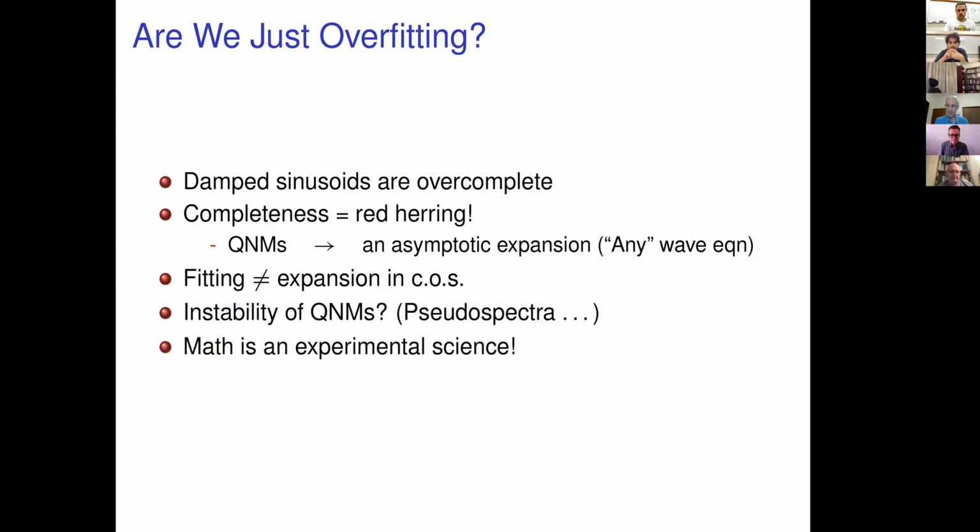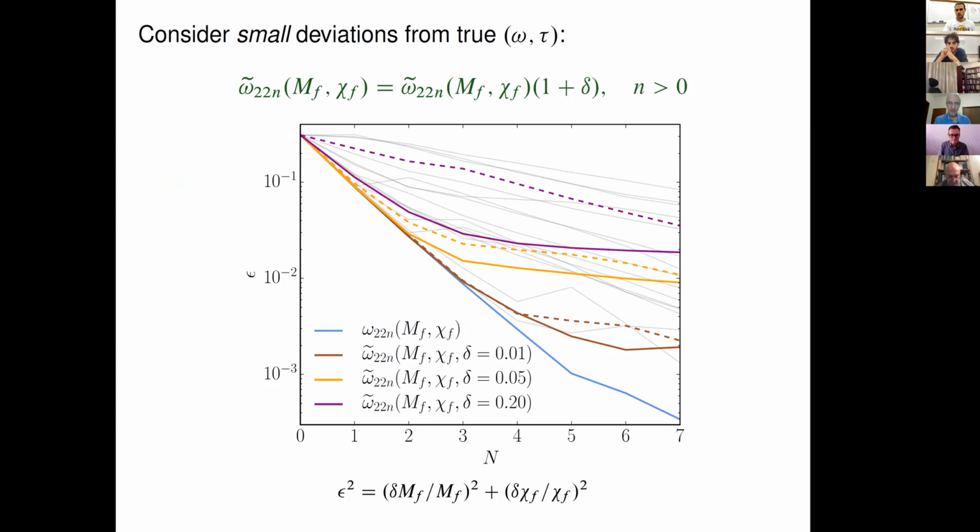So my attitude in this endeavor is that we should think of the mathematics here as an experimental science. And to show you what I mean, here's a plot of, on the vertical axis, the error in determining the final mass and spin from doing this fitting procedure versus the number of overtones that you're willing to include.